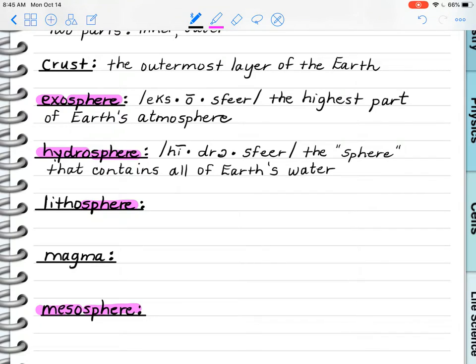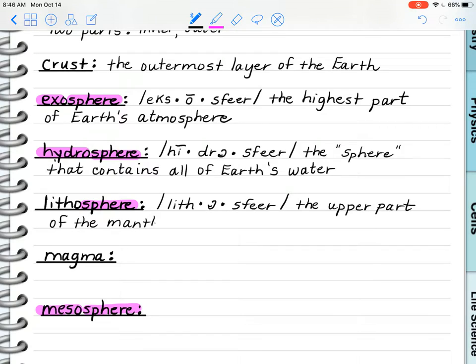Okay, the next one is lithosphere. So we have sphere. And again, some people pronounce that lithosphere, but I was taught lithosphere. So I'm using the schwa sound in there to make that sound. The lithosphere is the upper part of the mantle and crust. So this has to do with the earth proper. And when we do our diagram, you will see the mantle and the crust and the lithosphere. It is the upper part of the mantle and the crust.